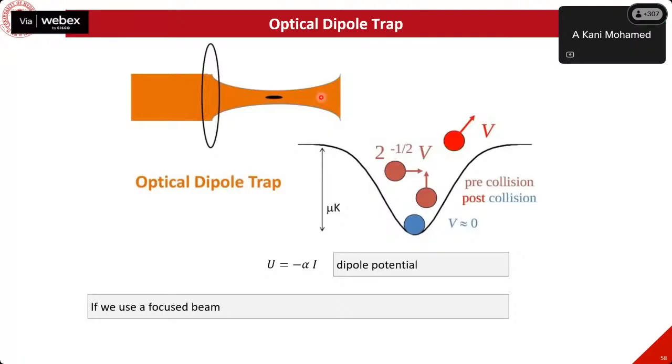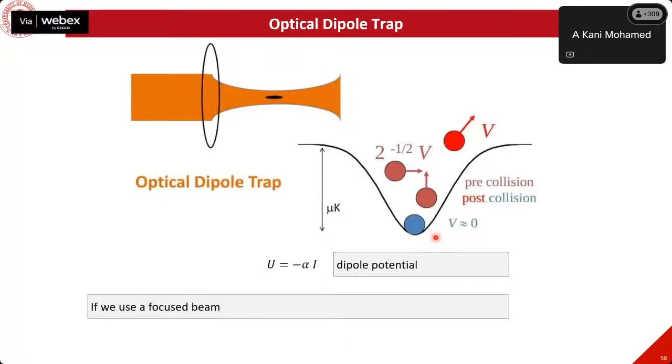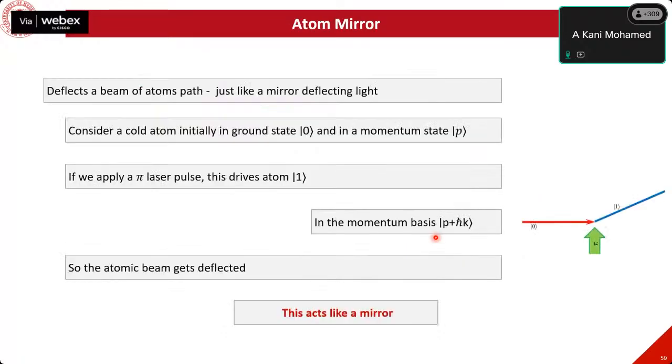So we have created matter waves, and that matter wave is now trapped inside a trap which is created by a laser. This is like a resonator for optics. Next, we can talk about mirrors for atoms.